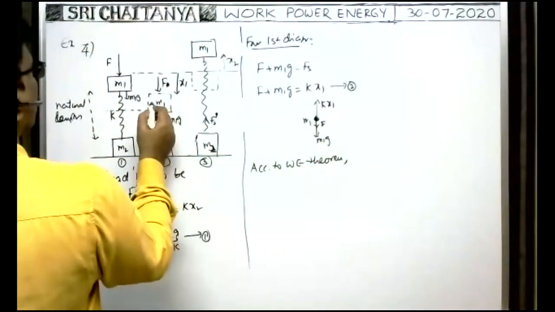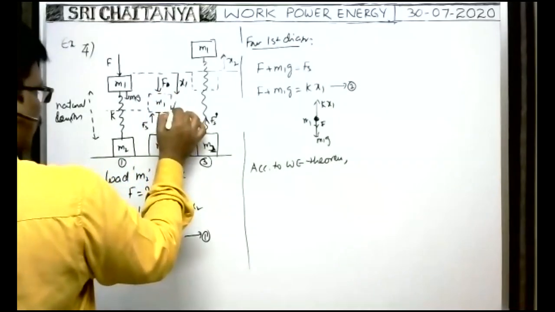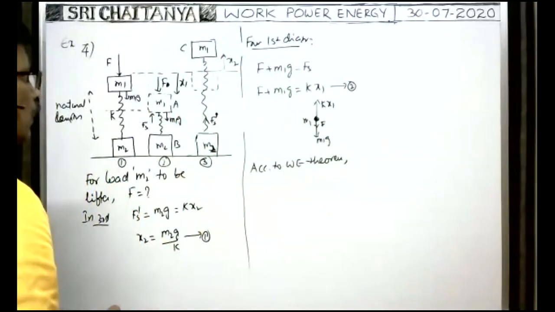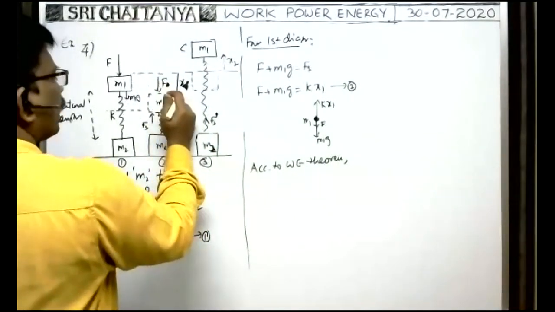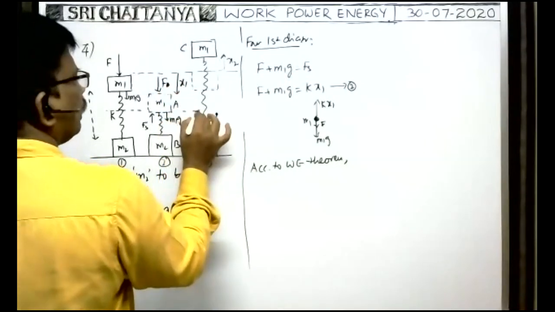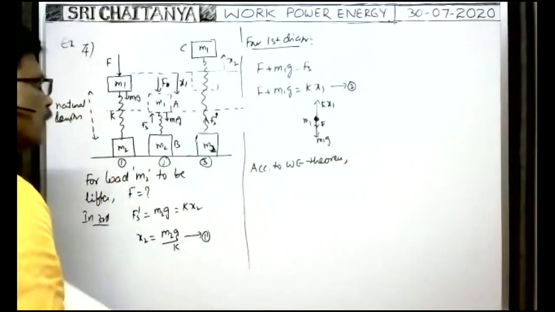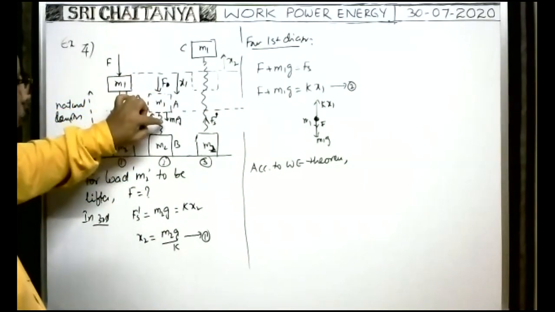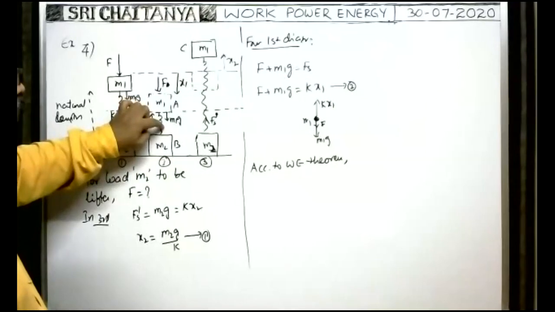So here you see, this is the position of the body. Say it is A, it is B, it is C. From this position, whenever the block is here, you take this as the reference line. Initially, in the system, if you take this as a reference line, only potential energy is stored in the spring.